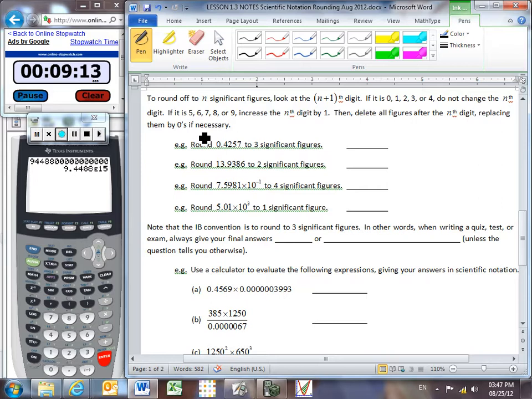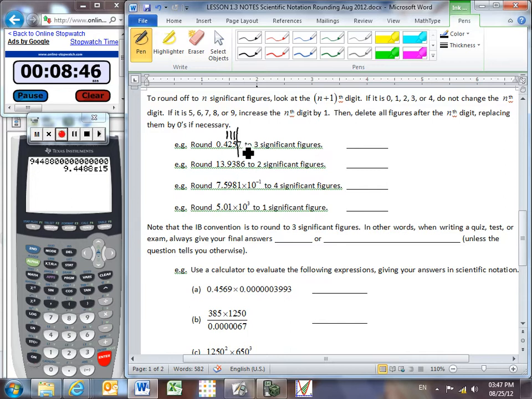So let's try this. We'll round 0.4257 to 3 significant figures. Significant figures, much like in scientific notation, we need to look from left to right for the first non-zero digit. So that's a 0, it doesn't count. There's the first non-zero digit. Now we're going to start counting. 1, 2, 3. Those are the 3 significant figures. We are cutting it off there.